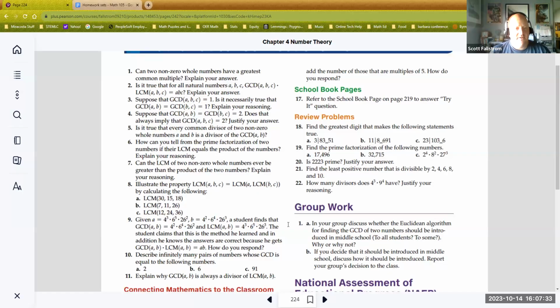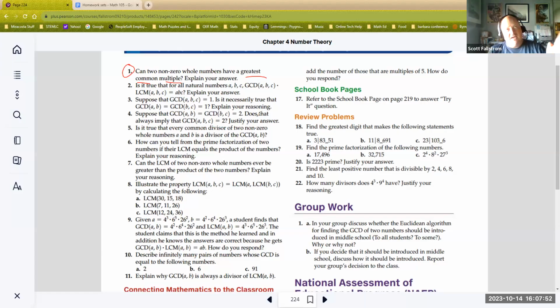Let's see here. Some of them, if you watched the other video or saw what we did in class or what we're going to do in class, should already be apparent. Can two non-zero whole numbers have a greatest common multiple? I'm not going to answer that one. That was already covered. But again, if you're struggling with this, take two numbers, even small numbers, and start writing out their multiples. Find what they have in common.